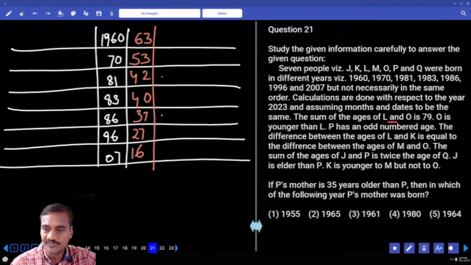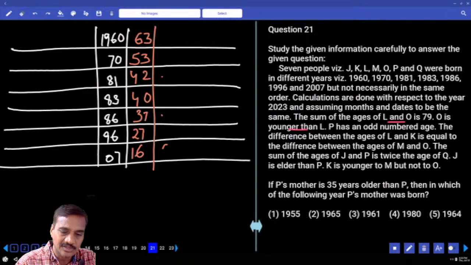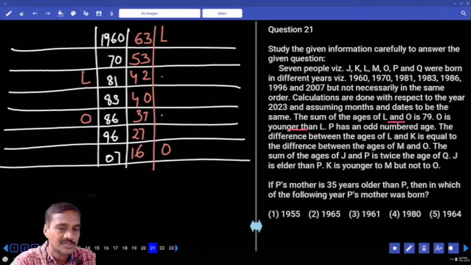And the sum of L and O is 79. O is younger than L. If O is younger than L, O is here, L is here. O is younger than L, that is the first priority. The sum of these two, 42 plus 37, is 79. Then it started with 2 possibilities.